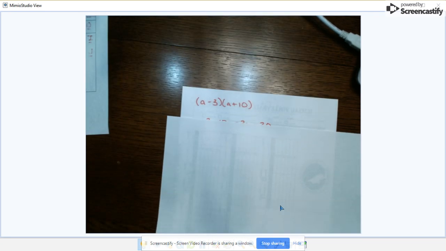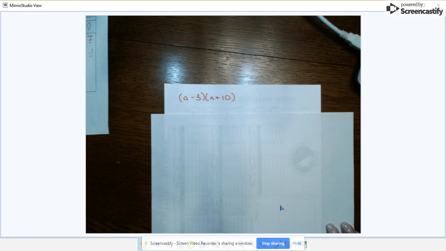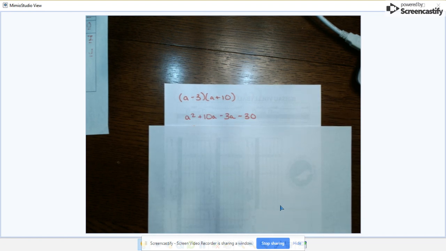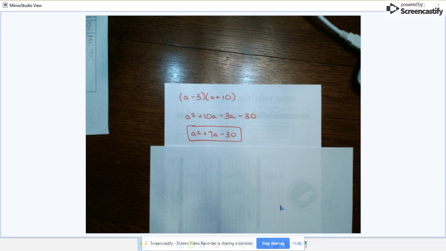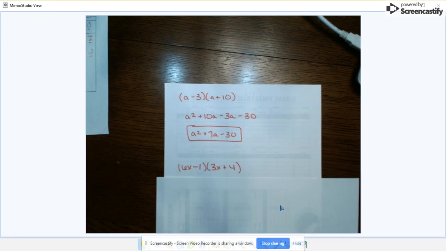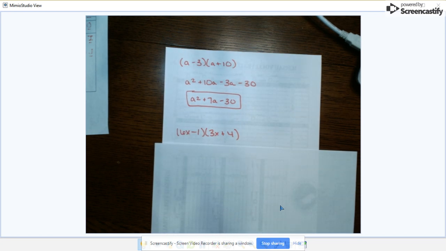Okay, a couple more examples. A minus 3 times a plus 10. First, outside, inside, last, and then combining your like terms. Here gets a little more complicated, but you still follow the same pattern.